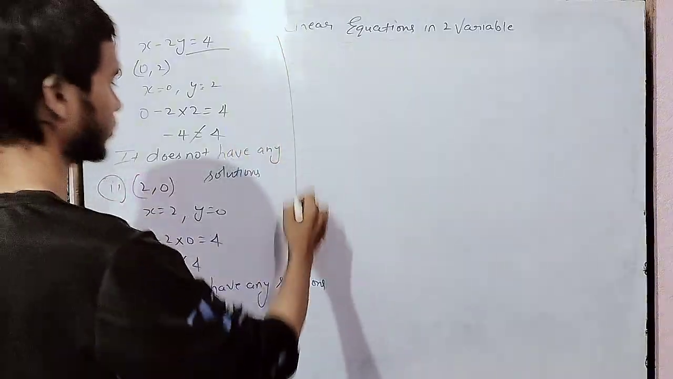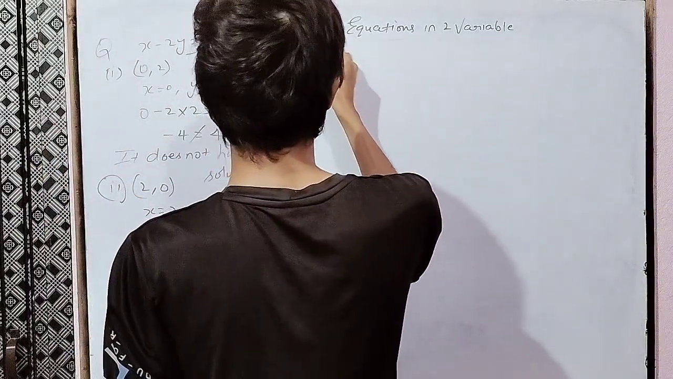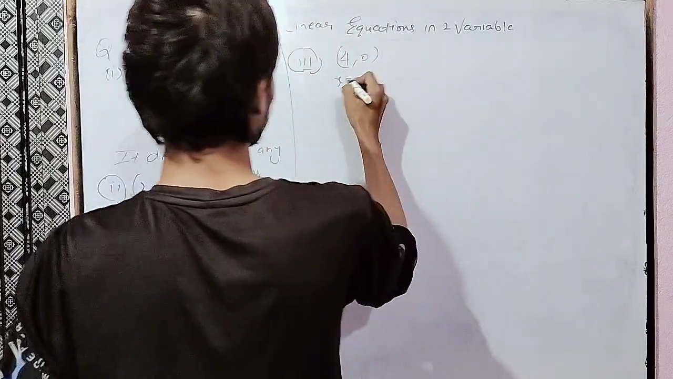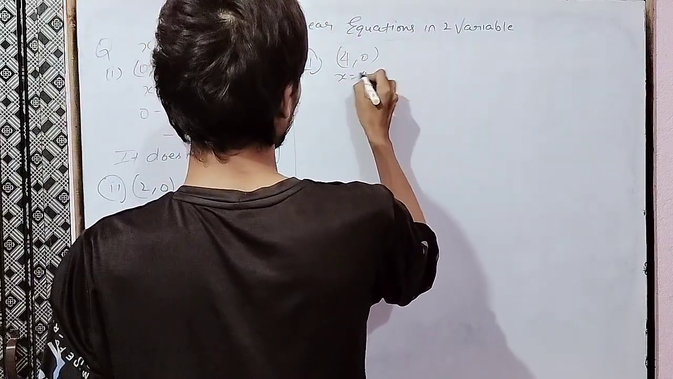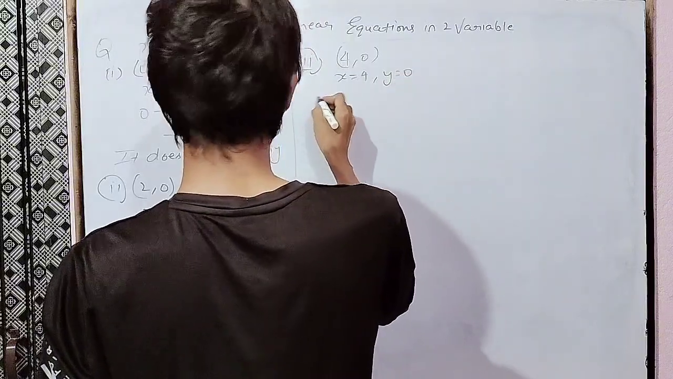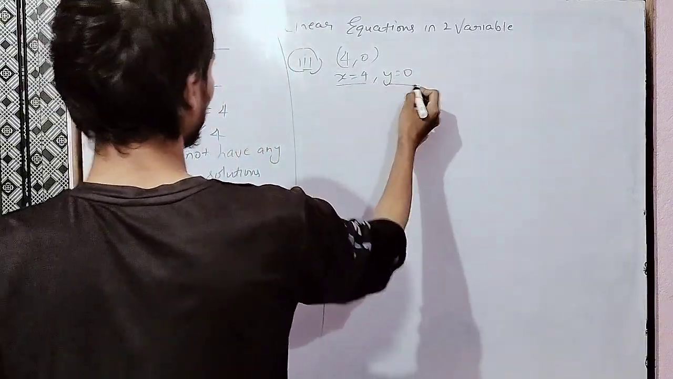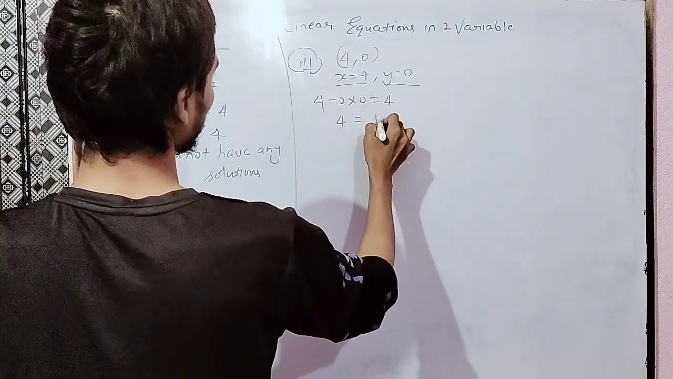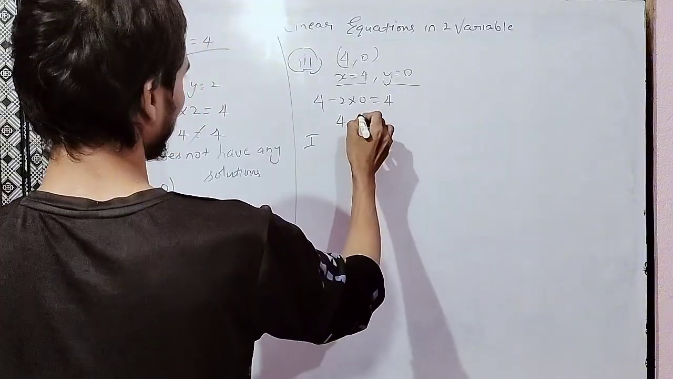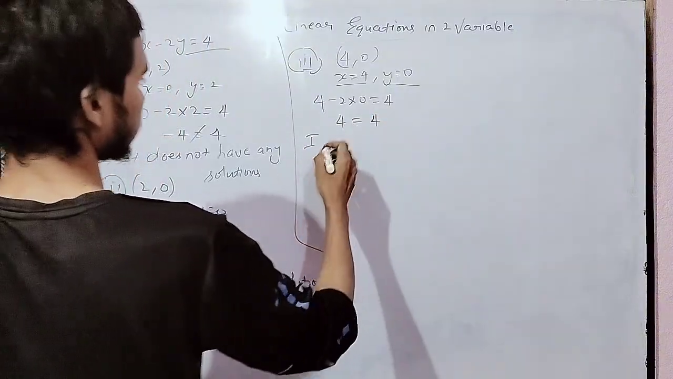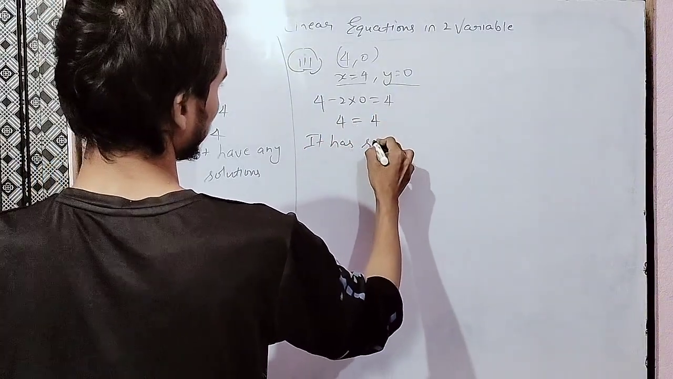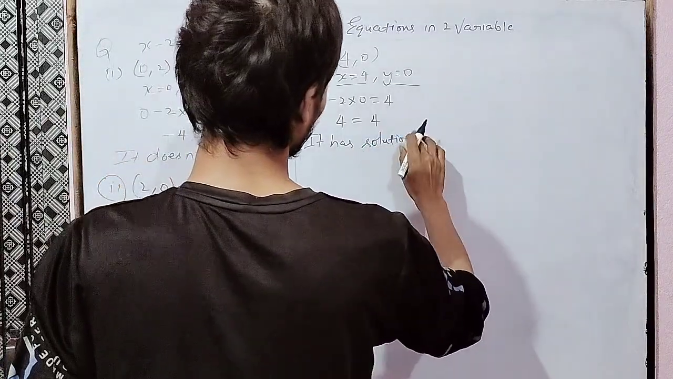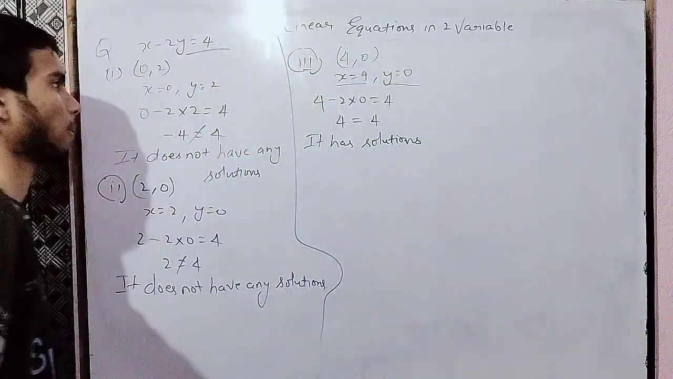Now next, the third coordinates given are (4, 0). x is 4, y is 0. Now we will put this in this equation. 4 minus 2 multiplied by 0 is 4. So yes, it is equal, both are the same. So it has solutions.